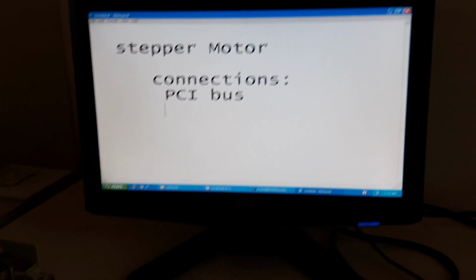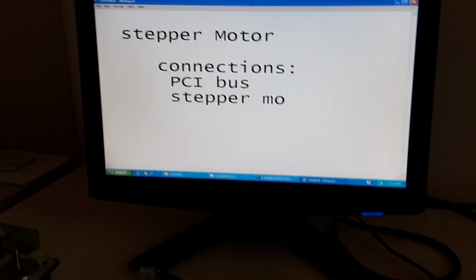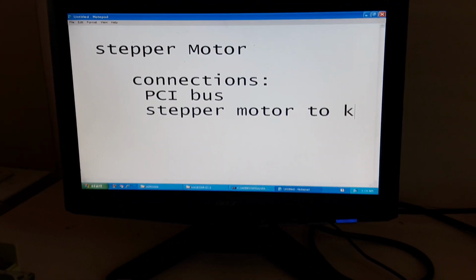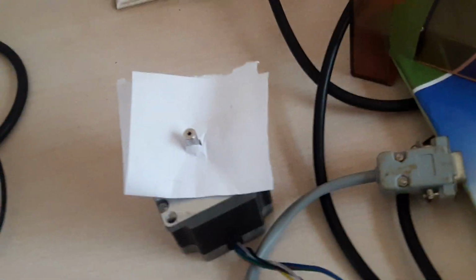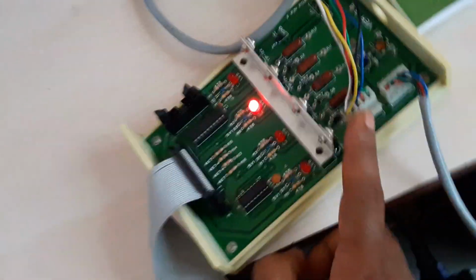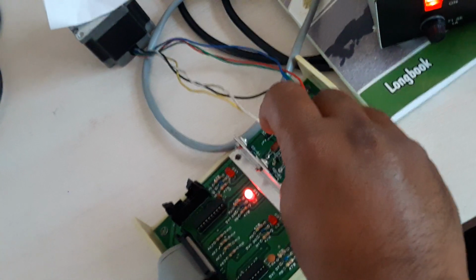Next, stepper motor to kit. Correct now. Careful. Next, stepper motor to the kit. You can just set it here. Stepper motor to the kit here. This is kit. Correct now. See, this is already gone.